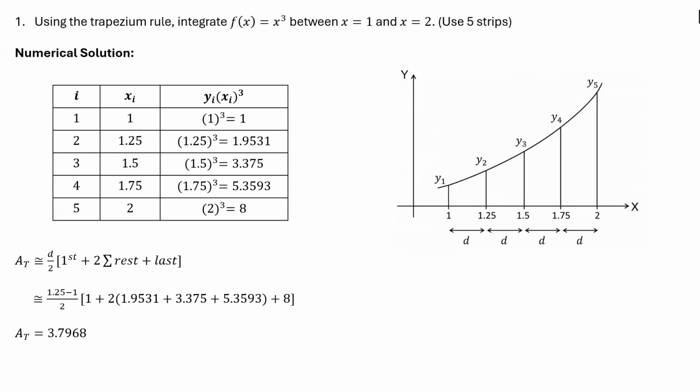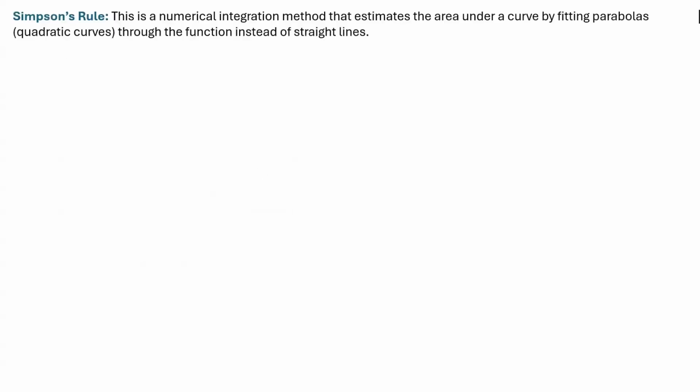So if we move on to our next rule, which is Simpson's rule, what does that rule tell us? It is a numerical integration method that estimates the area under a curve by fitting parabolas through the function instead of straight lines. So the basic idea here is very interesting: instead of the rectangle method and the trapezium method, we approximate it with parabolas. So a parabola is a quadratic curve.